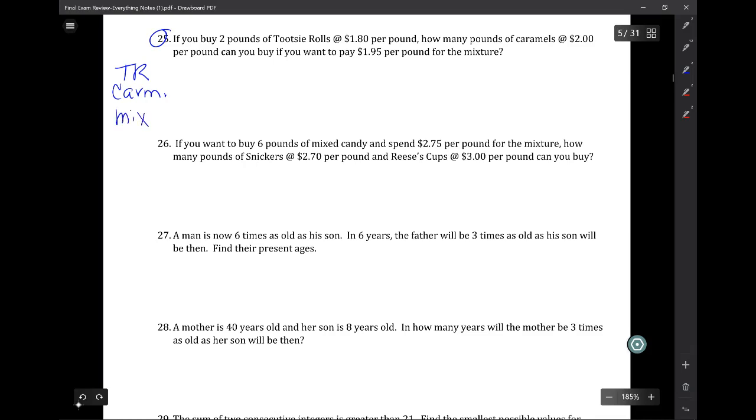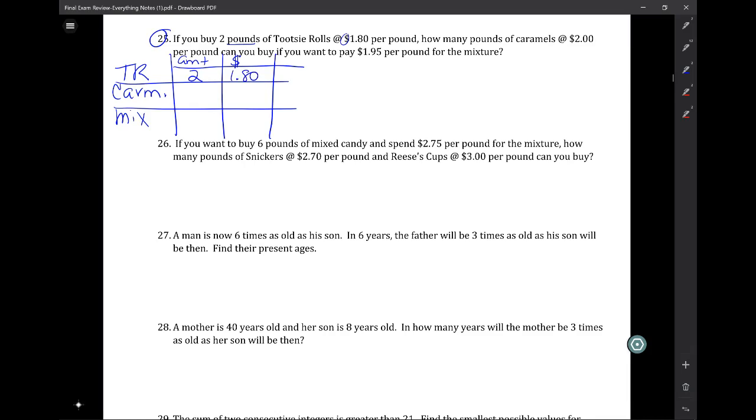This is kind of like when you go to the bulk food section and you scoop them all into the same bag. So those are my 3 categories going sideways. Across the top, I hear 2 different things. I hear pounds versus cost. So one category I put amount, and the other category I'm going to put how much it costs me. So let's see. Tootsie Rolls, I am buying 2 pounds, so that's the amount I'm purchasing, and it costs me $1.80.